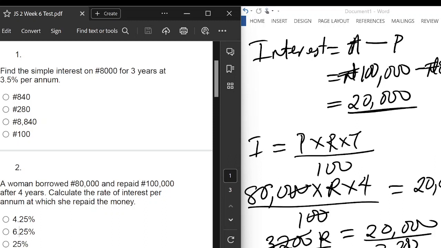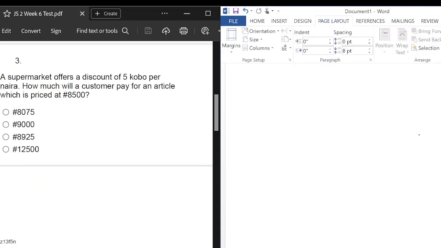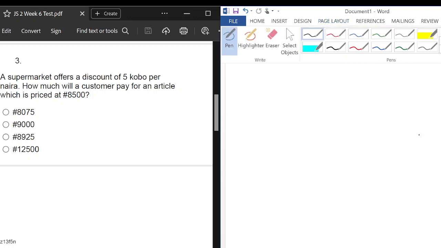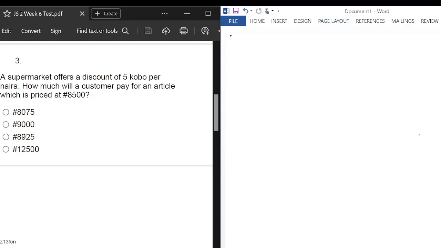Move to question number 3 now. For question number 3, we have: a supermarket offers a discount of 5 kobo per naira. How much will a customer pay for an article which is priced 8,500? That is, 5 kobo per naira means 5%. That's what it means.